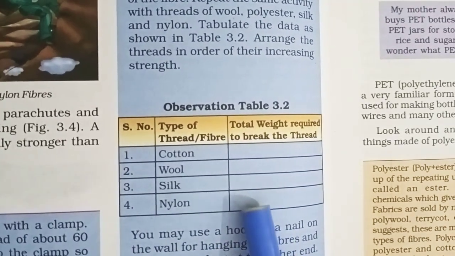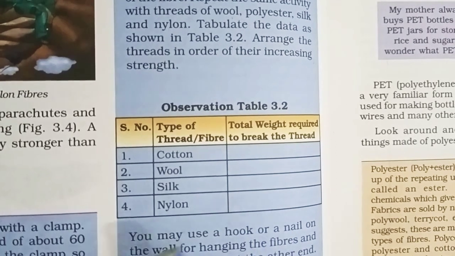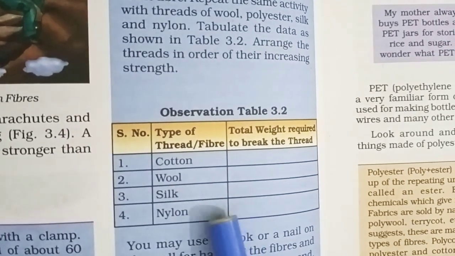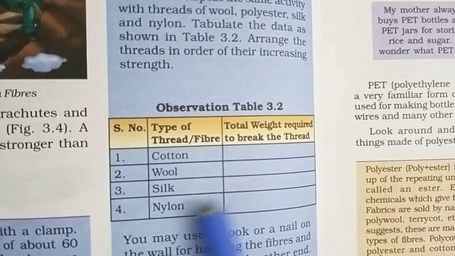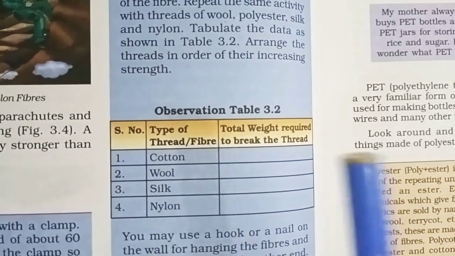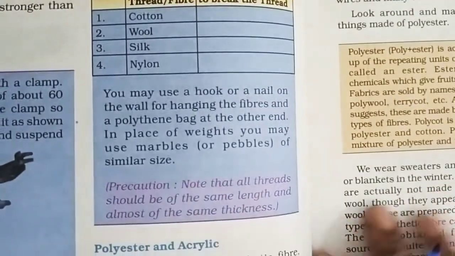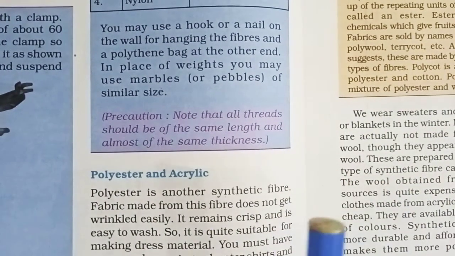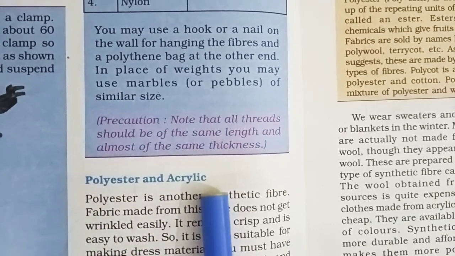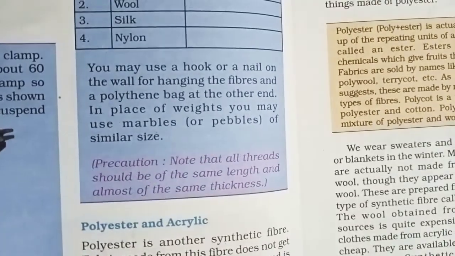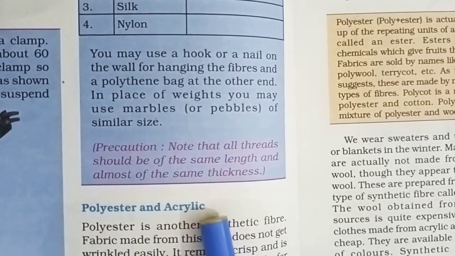Okay, do it under adult supervision. Don't do it when nobody is there at home. Okay, you may spoil something. So when some adult is there, you do this. You can do this activity. Understood? After this, we will be discussing polyester and acrylic. In the next video, I will teach you about polyester and acrylic.